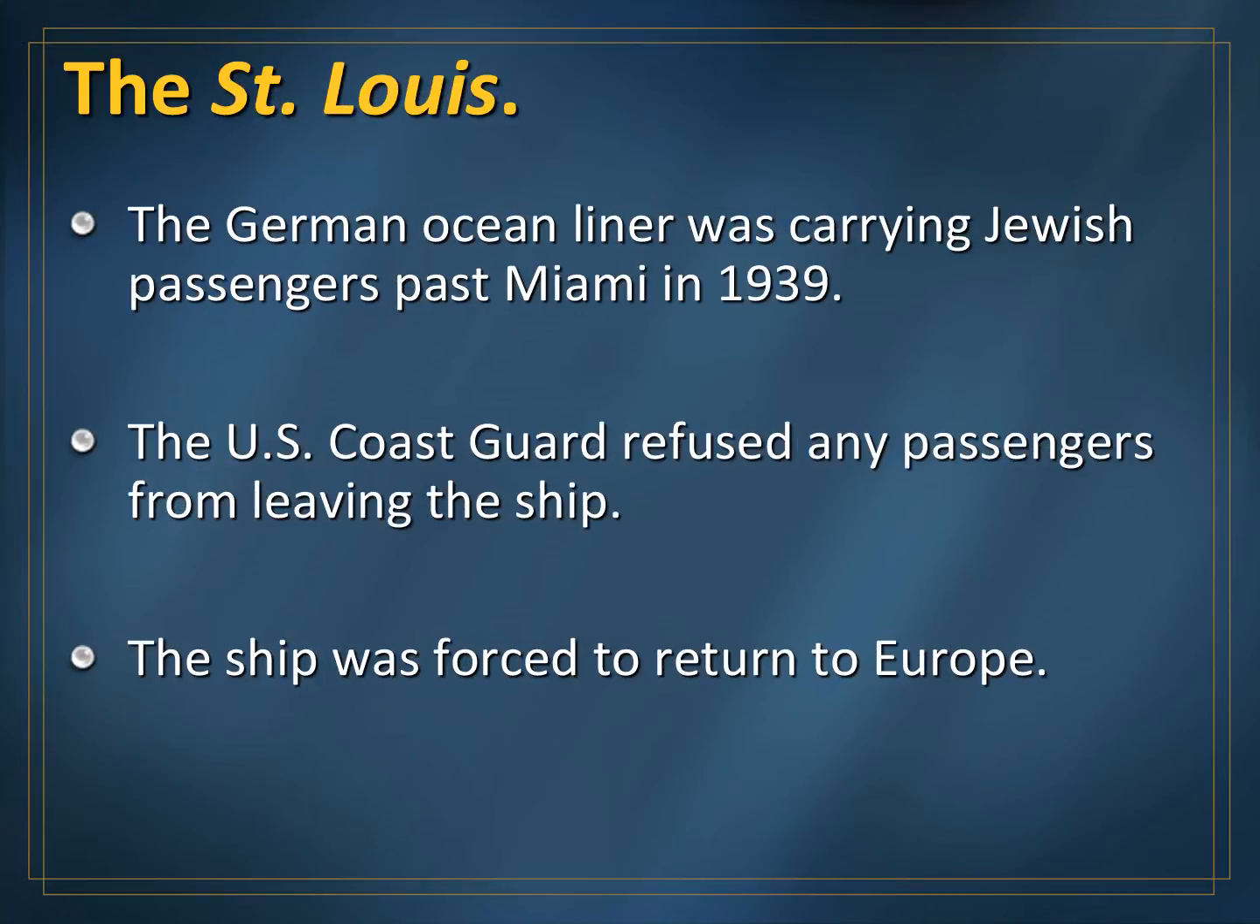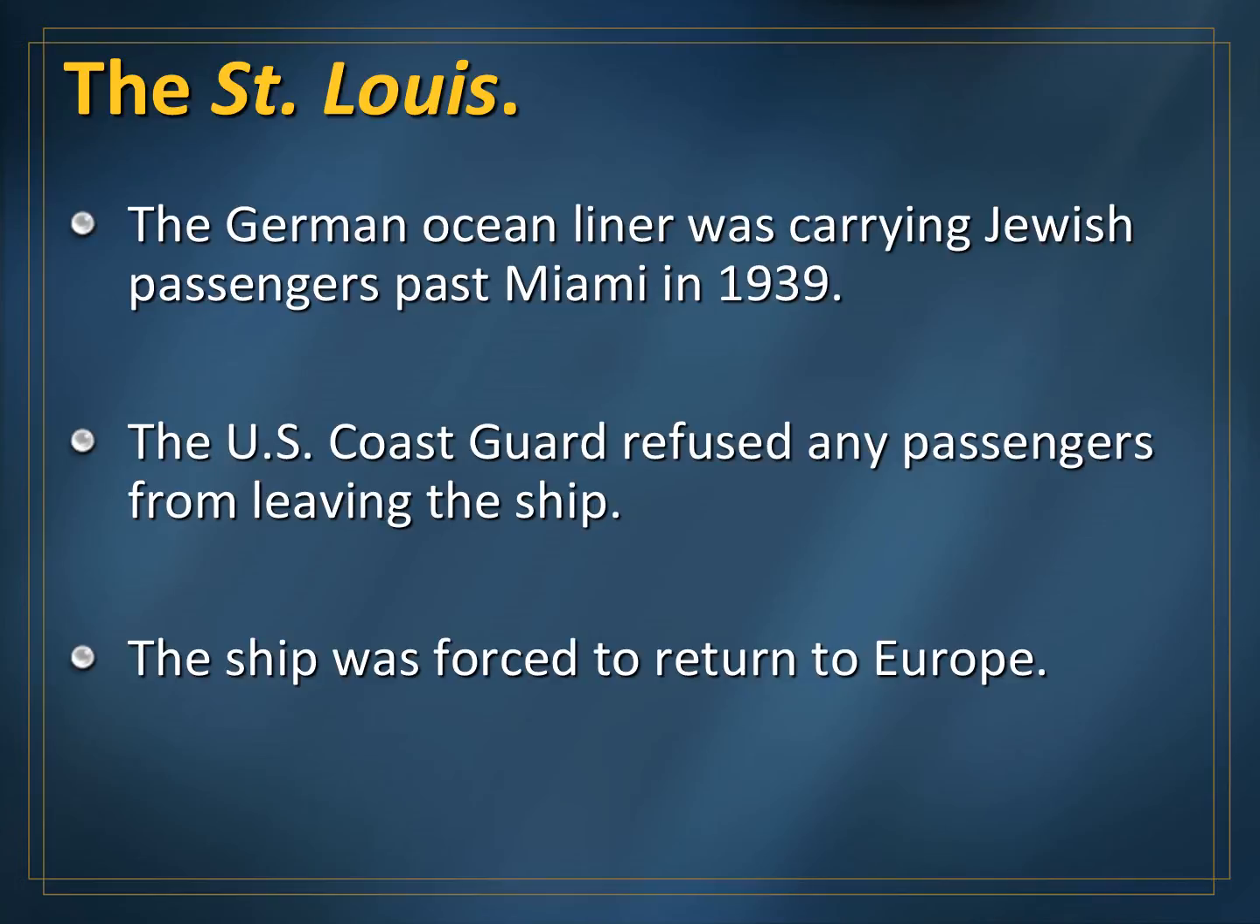So this is the story of the St. Louis. The German ocean liner was carrying Jewish passengers past Miami in 1939. Now, just a little side note here, a lot of Americans didn't really want the Jewish refugees here. They were afraid that it would ruin the whole idea of neutrality. Some of them believed that. Others had some dislike of those of the Jewish faith, unfortunately, and others believed that the Jewish coming into the country would take away American jobs. There's a bunch of different issues going on why the American people are not really accepting of the Jewish refugees.